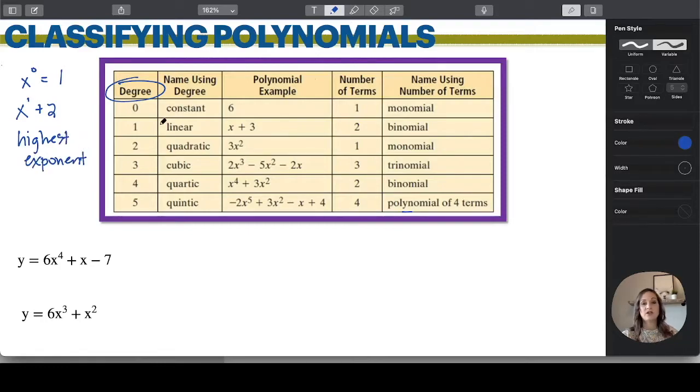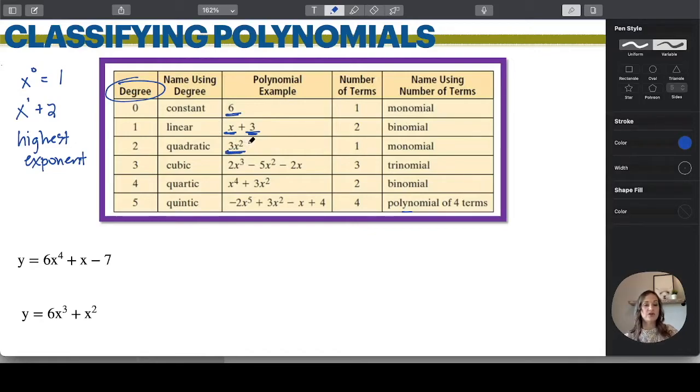Now, you can also classify polynomials according to the number of terms. So, if there's only one term in the polynomial, then it is called a monomial. So, for example, 6, there's only one term, so it is a monomial. In this case, you have a term here and you have a term here. Since there are 2 terms, it is called a binomial. In this case, we are back down to one term.